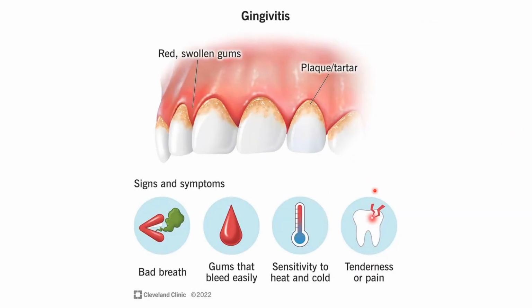Now, what are the symptoms of gingivitis or gum disease? You will find red, swollen gums. You will find deposits of plaque or tartar. You might have bad breath. On brushing, you will find that your gums are bleeding easily, and you will have sensitivity to heat and cold food. You will also have tenderness or pain in your tooth, and sometimes even while chewing.